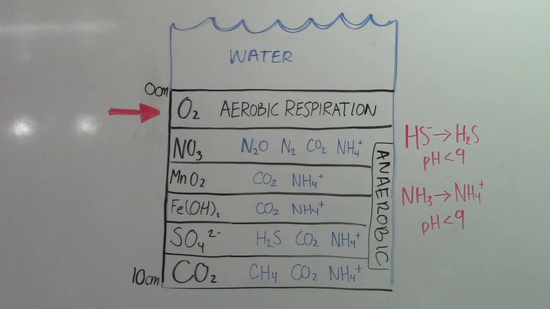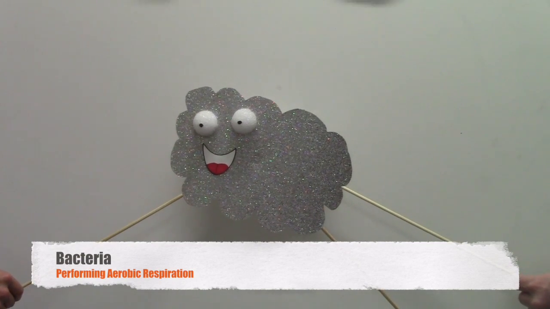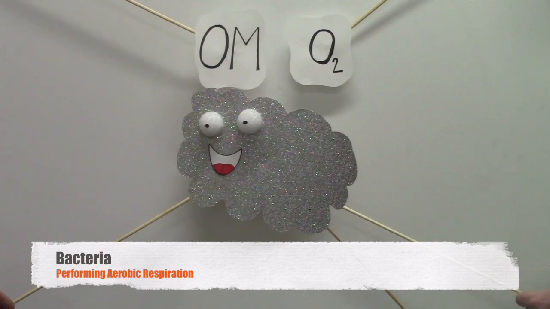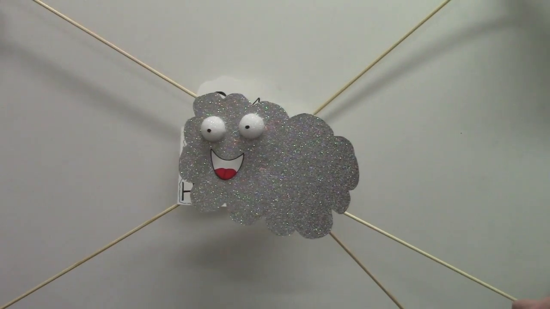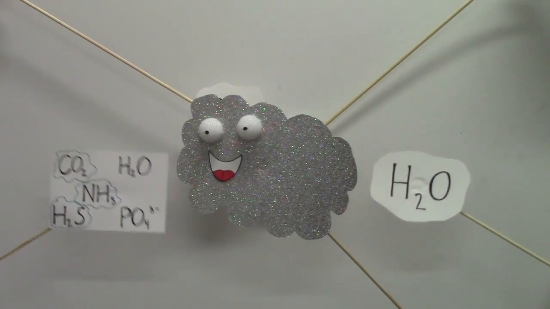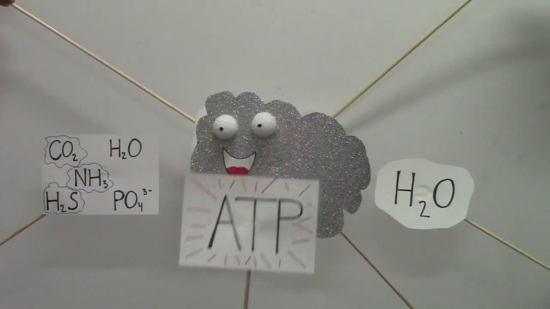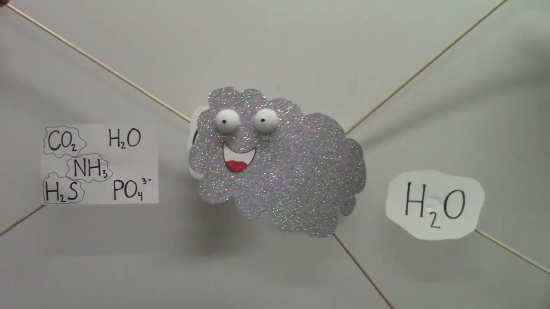They create energy to live by respiration, just like us. There are many processes taking place in the sediment column. Let's explore the aerobic region first, designated by the red arrow on the screen. Aerobic respiration occurs when organic matter is broken down in the presence of oxygen. This process produces carbon dioxide, water, ammonia, hydrogen sulfide, and phosphate. The goal of respiration is to produce energy for the cell in the form of ATP.